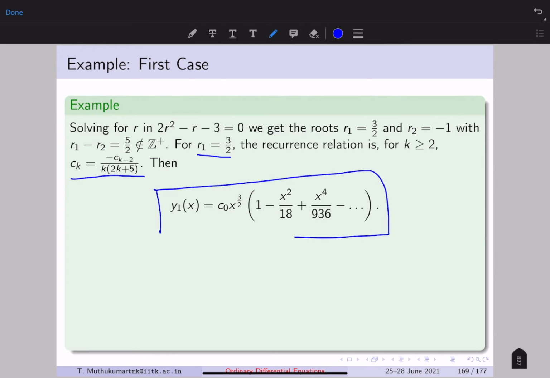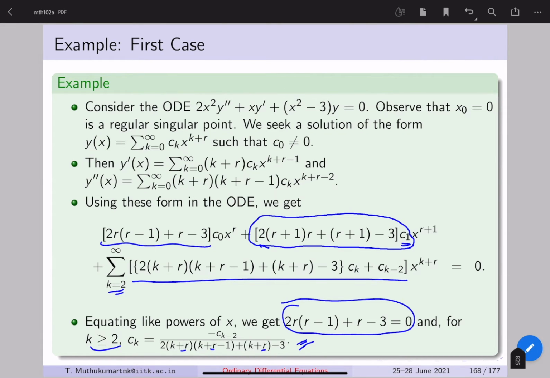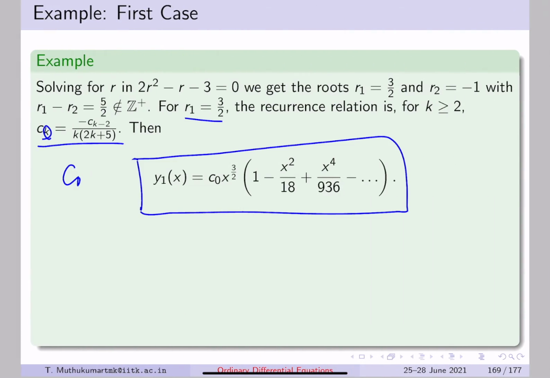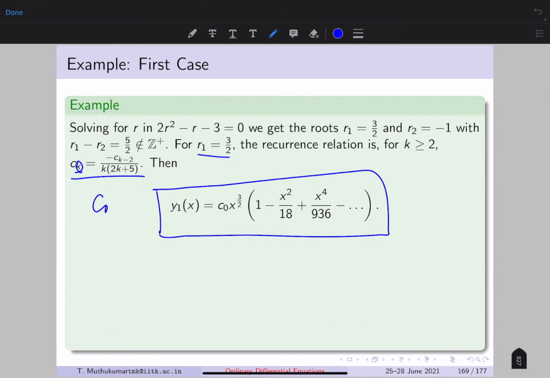And if you substitute, find the coefficient, you see, this is for k equal to 2, right? So C2 depends on C0. Similarly, for all even k, they all depend on C0, right? And for all odd, if you use the R here, you can solve for C1. You will actually see that C1 will become 0. So what you will be left with is Y1, which is just this.